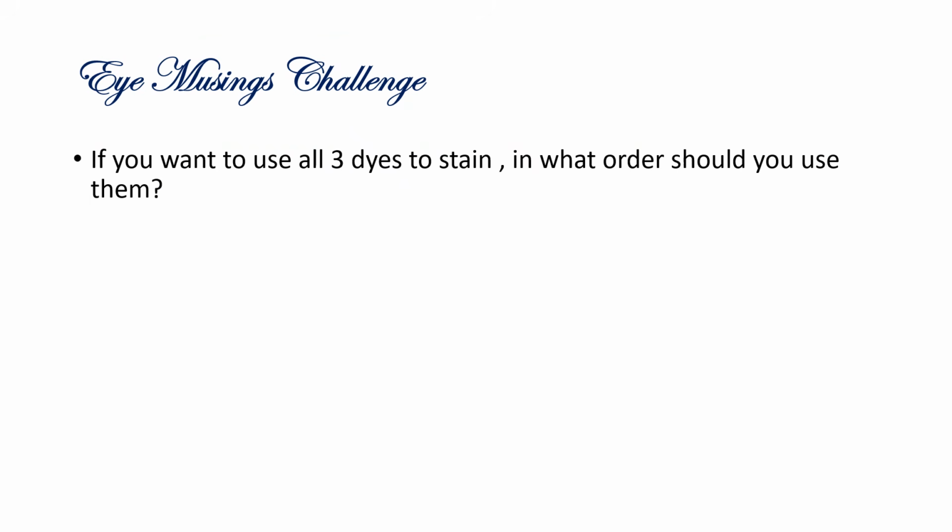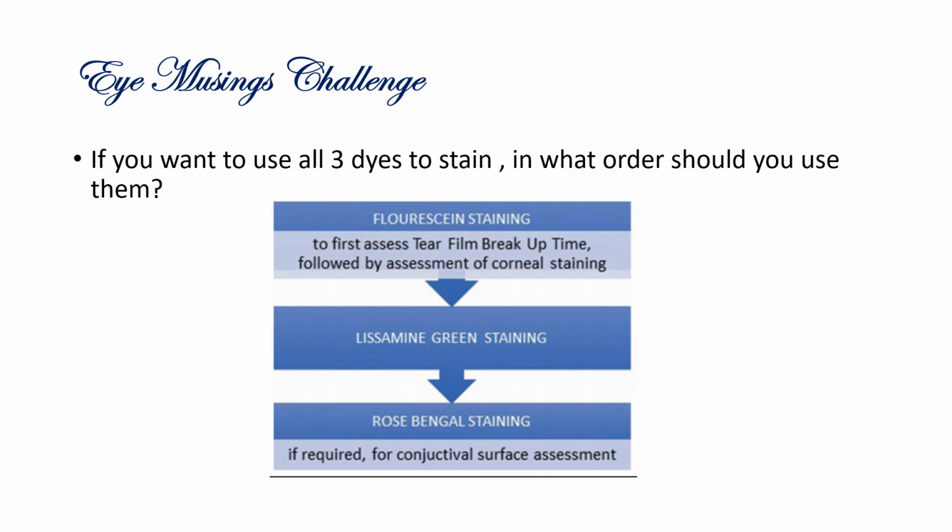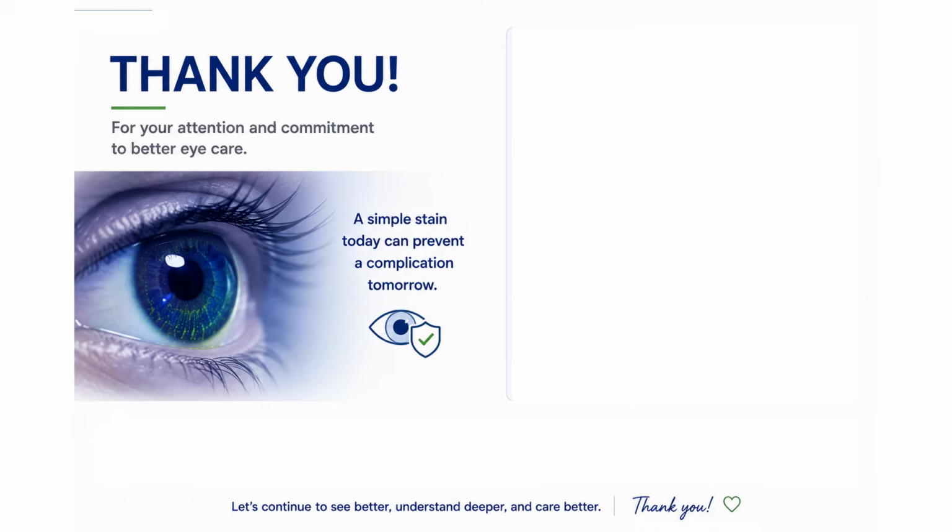If you want to use all three dyes to stain, in which order will you use them? Think for a while and then come back to this video for the answer. Yes, first you will do the fluorescein stain, then the lissamine green stain, and then the rose bengal.